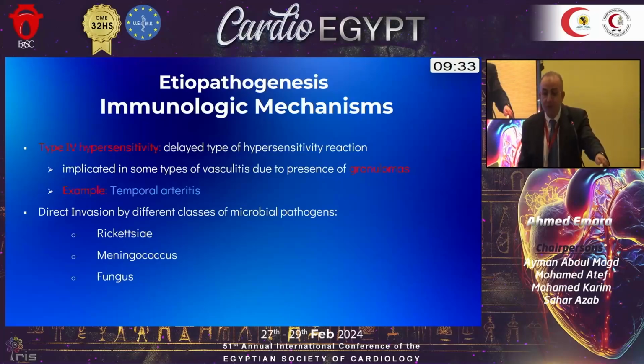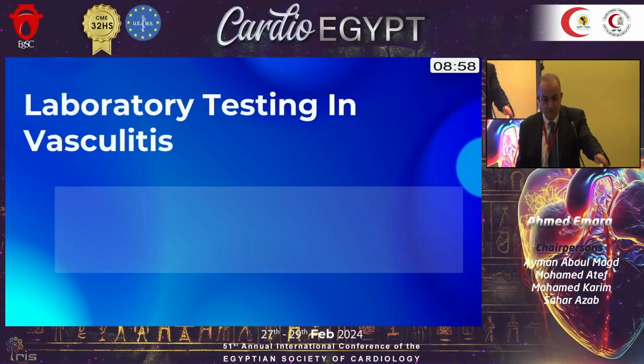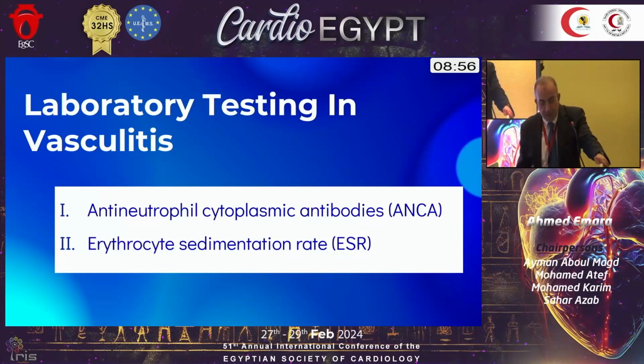The type 4 hypersensitivity is the late type of hypersensitivity, where an allergen attacks the immune system. After a few days or weeks, the patient may develop vasculitis, and it is diagnosed pathologically by detection of granulomas, which are collections of immune cells detected under the microscope. The most common example is temporal arteritis. The direct invasion by different pathogens, like bacteria and fungi, produces endotoxins that attack the vessel wall, causing vasculitis. How to diagnose vasculitis?